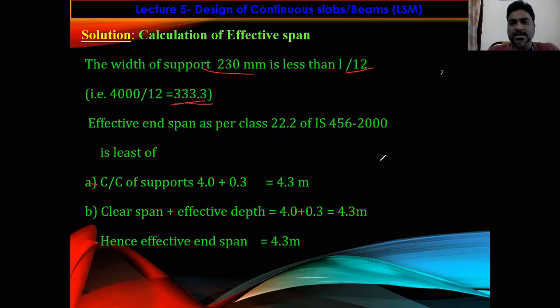Therefore, you can calculate the effective span as the least of the following: the center to center distance between the supports, or clear span plus effective depth. Whichever is less will be considered as your effective span. Right. So the center to center distance is 4 plus 0.3.